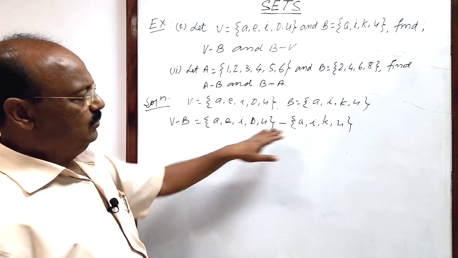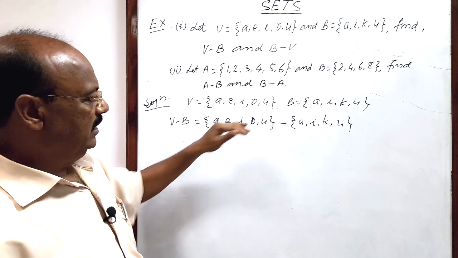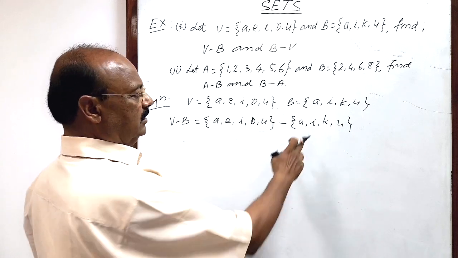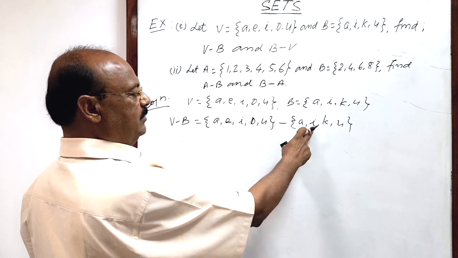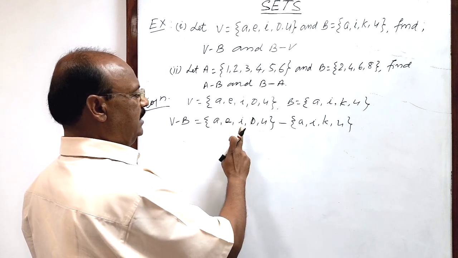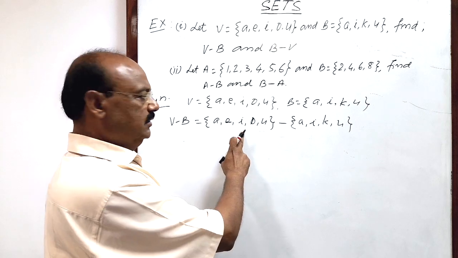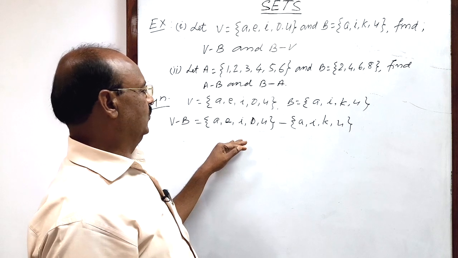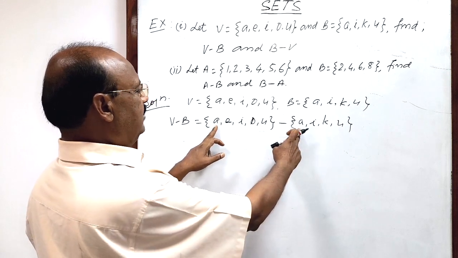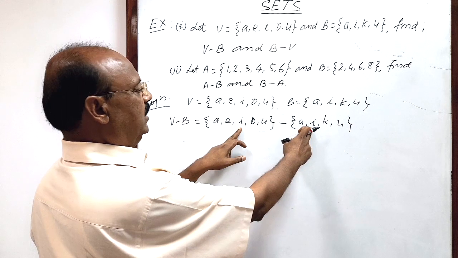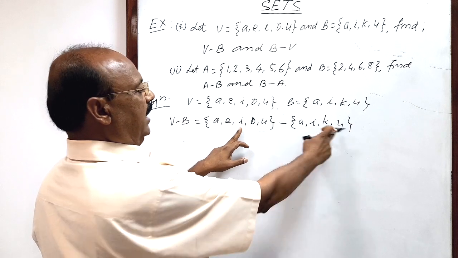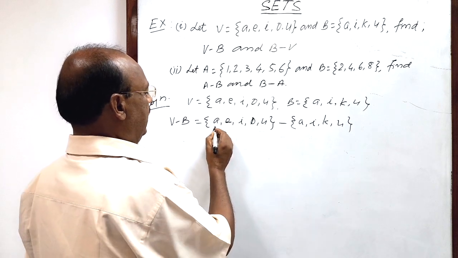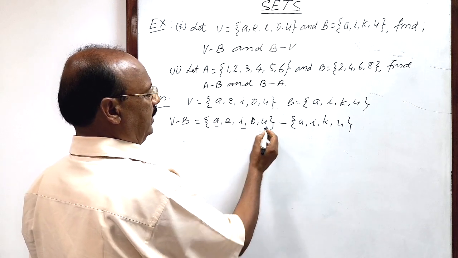So difference of two sets we can get by removing these elements of set B from elements of set V. Just we have to remove these elements from this set, we will get the result. So A is here, this will be removed. I is in both the sets, so I will be removed, and U in both the sets, so U will be removed. Means here we have to remove A, I and U.